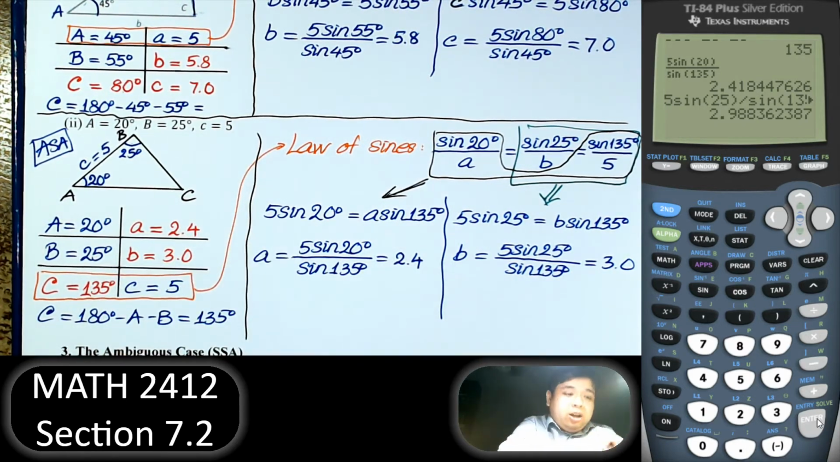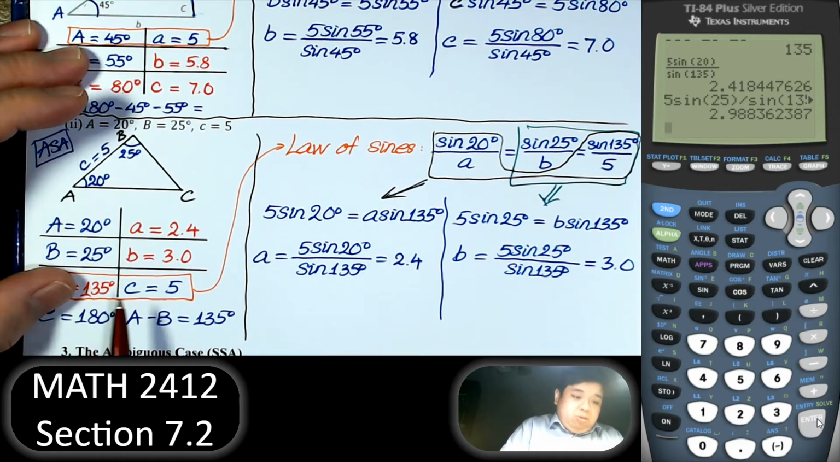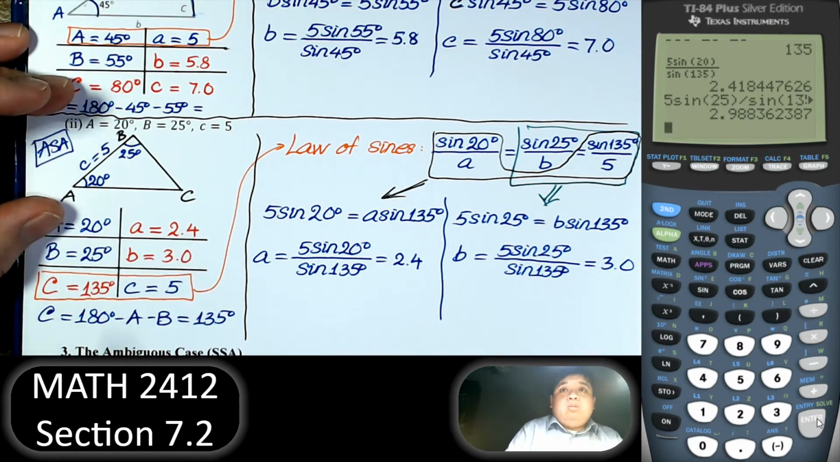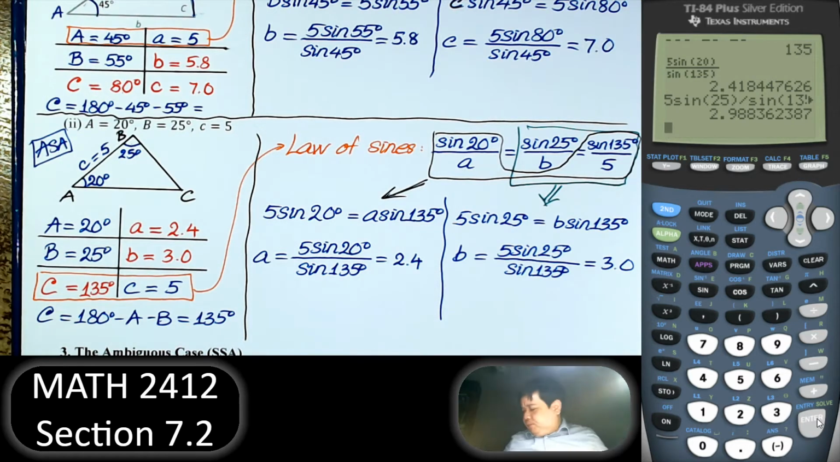Right, the final check. Biggest angle, longest side, that's good. Smallest angle, shortest side, that checks. Right, so in this scenario, when we are given two angles and one side, regardless of the orientation, we have a unique solution.